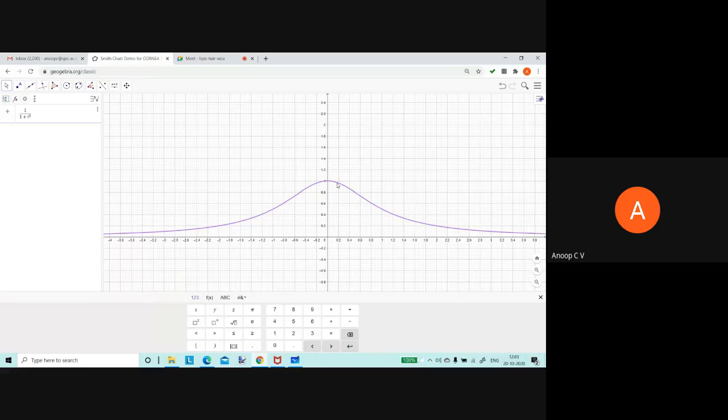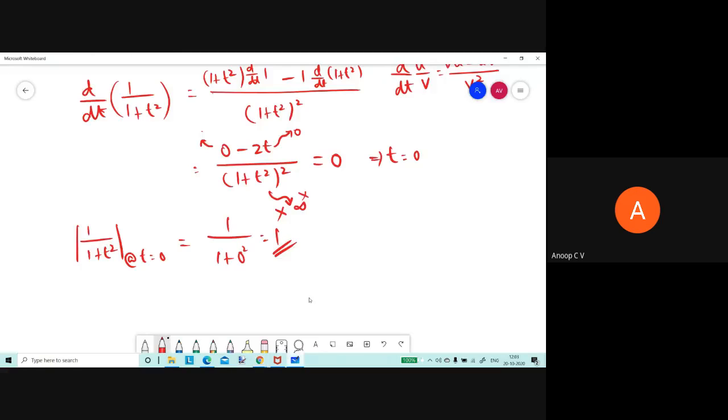Our m of t is something like this. The maximum value of m of t is equal to 1. For this, you don't have to plot the graph and find out. What we can do is the math. So how did we find that? What we did is, max of mod of m of t will be equal to the value of m of t at t when d by dt of m of t is equal to 0.